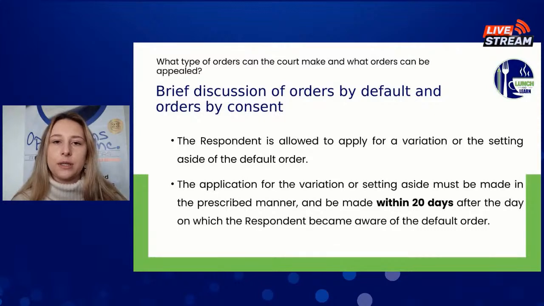So if a default order was made, the respondent is then allowed to apply for the variation or setting aside of that default order. The application must be made in the prescribed manner, and it must be made within 20 days after the day on which the respondent became aware of the default order. So the day on which the copy was served on them and they have now become aware that this default order was granted against them due to their failure to adhere to the subpoena or appear on the court date as provided for.